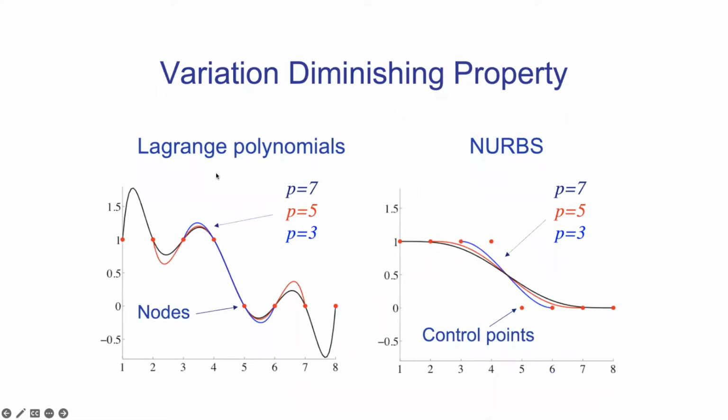And again, the variation diminishing property. If you know what that is from computational geometry, it's manifested by how the control points are fit by NURBS and B-spline bases, whereas with Lagrange polynomials, the interpolatory property with higher order elements is actually a disaster. You certainly don't want that.